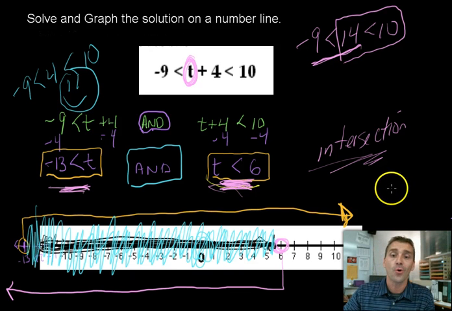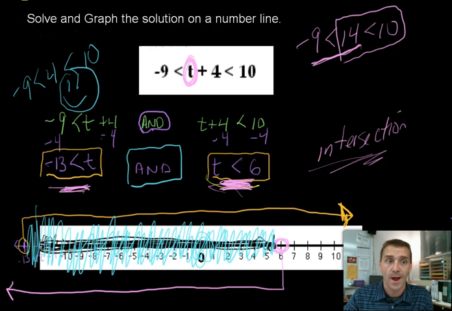Let me quickly show you what an or is, and I'll show you some examples of how the or actually works.